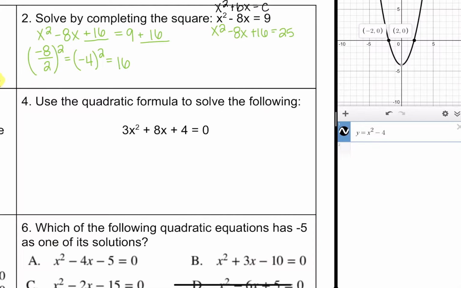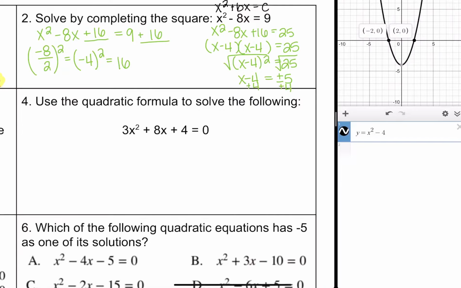Now we can solve by factoring. So find your two factors. So what are two numbers that multiply to be 16 and add to be -8? That would be -4 and -4. Now we can rewrite this as x minus 4 squared equals 25, and then take the square root of both sides. So x minus 4 equals positive or negative 5. And finally, you would add 4 on both sides.